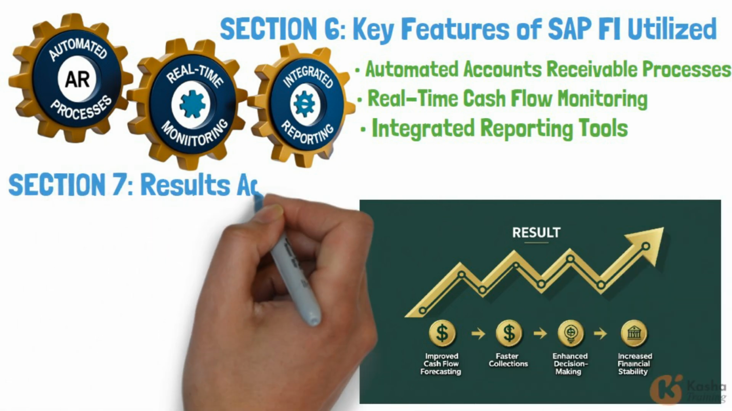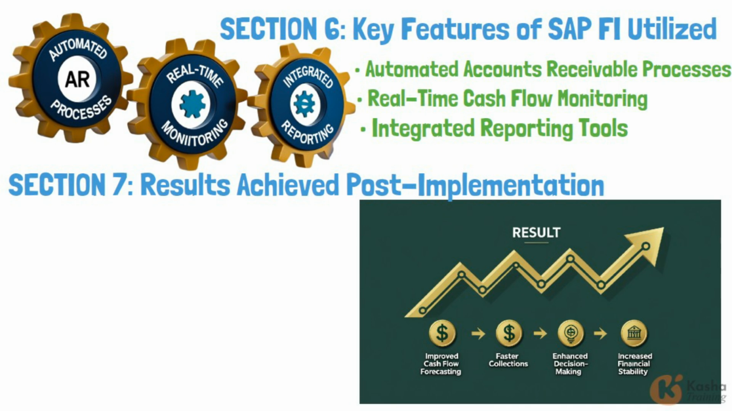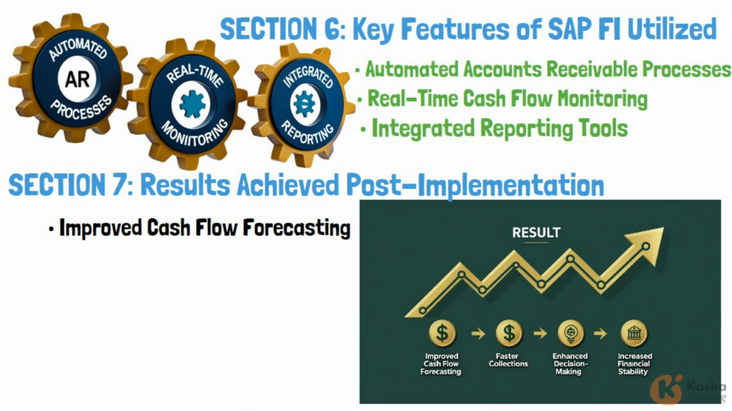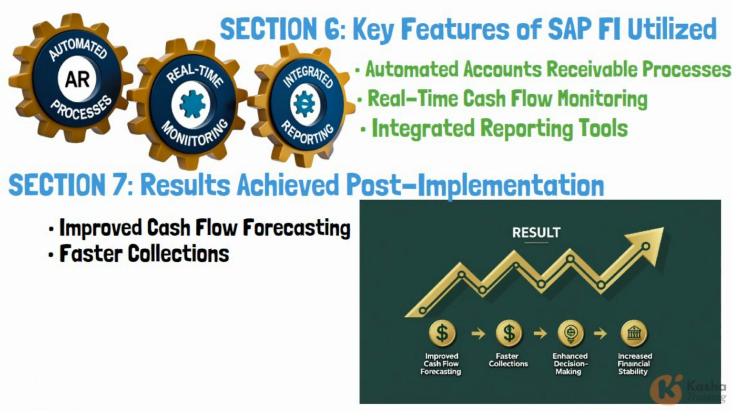Section 7. Results achieved post-implementation. After implementing SAP FI, the company experienced remarkable improvements. Improved cash flow forecasting: cash flow forecasts became more accurate, enabling better financial planning. Faster collections: the time taken to collect payments from customers decreased by 30%, enhancing liquidity.